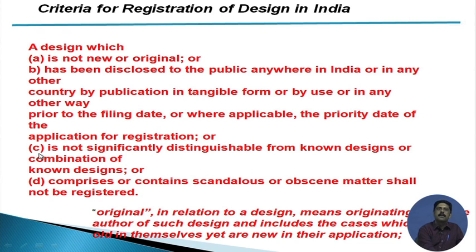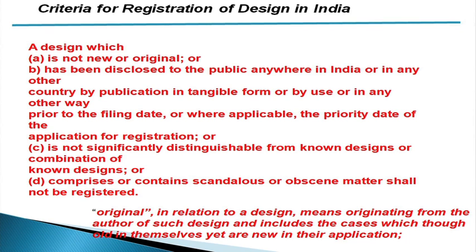Okay, so for industrial design registration, you understood the criteria up to point C. Then, a design that comprises or contains scandalous or obscene matter shall not be registered. Considering public morality grounds, they have created this criterion. If you put such scandalous elements in the form of a shape and configuration of an article, or in the form of a pattern and ornamentation of an article, that will not be considered registrable.